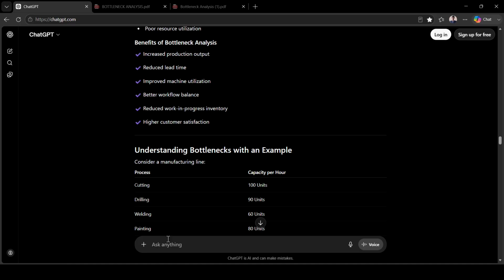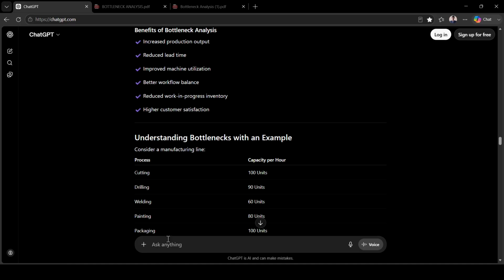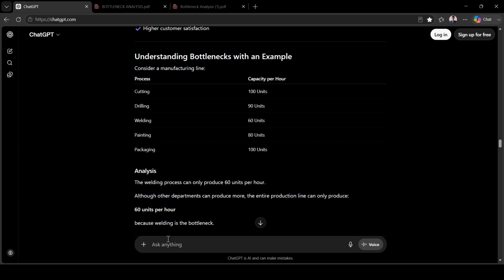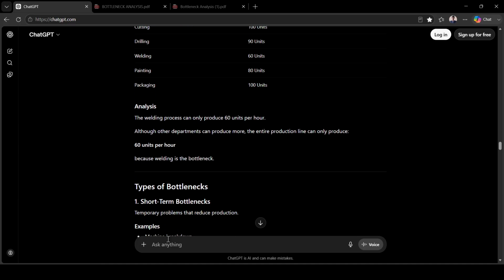An understanding of the bottleneck with an example. Consider a manufacturing line. Process capacity per hour: cutting 100 units, drilling 90 units, welding 60 units, painting 80 units, packing 100 units. Analysis: the welding process can only produce 60 units per hour. Although other departments can produce more, the entire production line can only produce 60 units per hour because welding is the bottleneck.